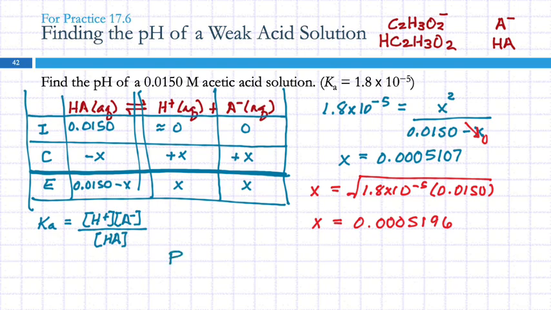So if we use the solver, we've got 0.0005107. And the pH comes out to be 3.918. Based on the equilibrium constant, I'd probably call that at 2 sig figs. And so the pH would have 2 decimal places.